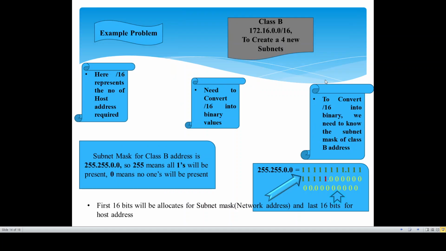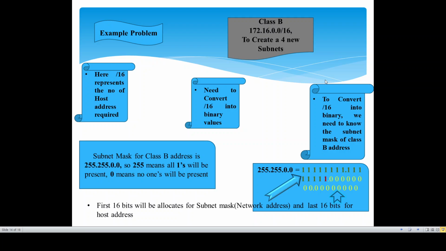Now we'll be moving to an example problem. I have taken a class B IP address, 172.16.0.0/16. Here 172.16 will be your network address, then the balance 2 zeros will be called the host address. Here /16 is given. So the subnet mask will be 255.255, because 2 times 8, 8 plus 8, it will be 16.